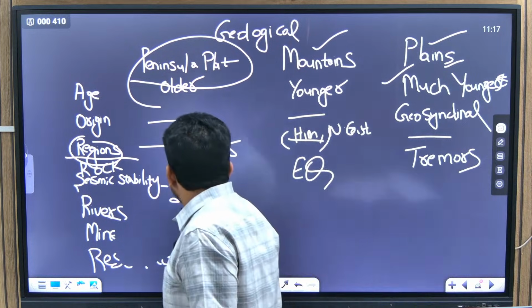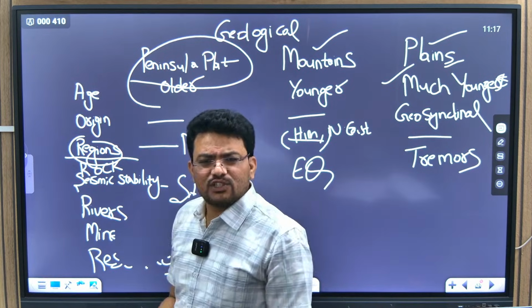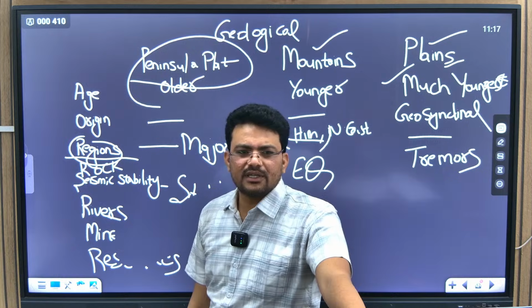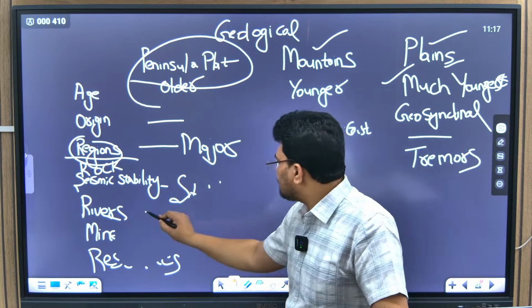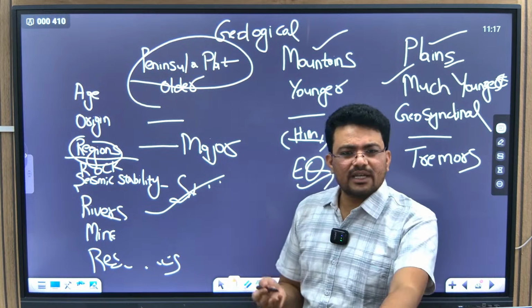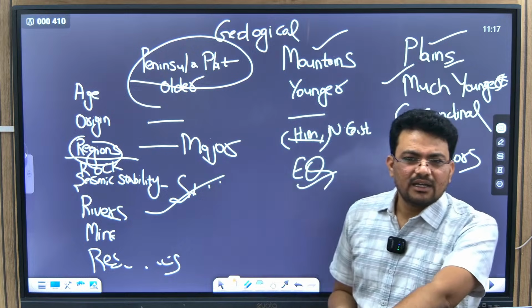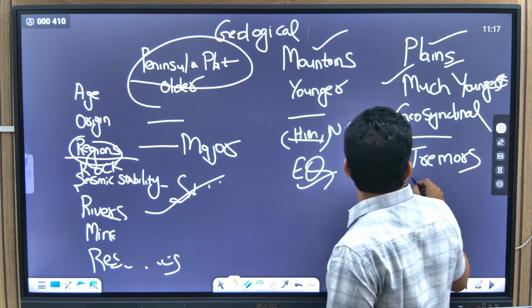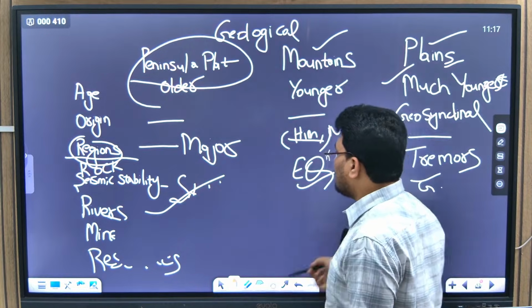Now, can you tell some of the peninsular rivers? Godavari, Krishna, Narmada, Tapi, all these are the rivers which you find here. And in the mountains, the three: Ganga, Brahmaputra, and Indus. So in the plains also, the same thing goes.